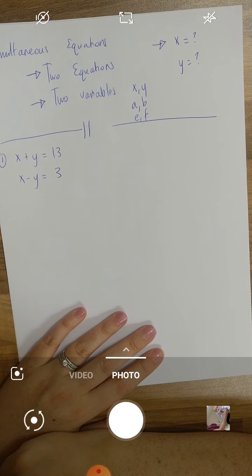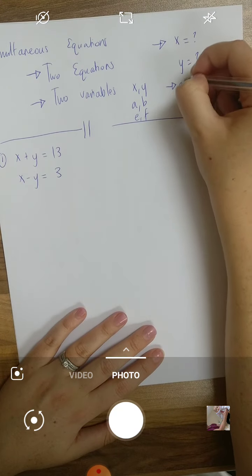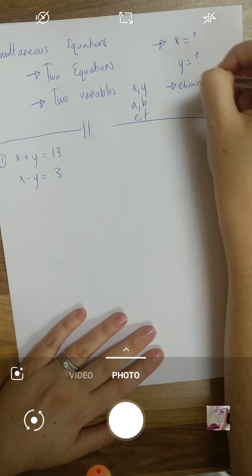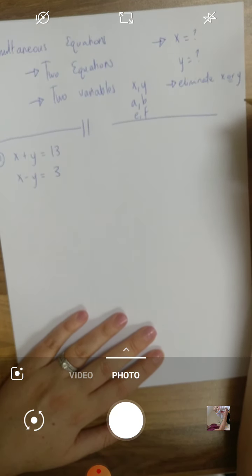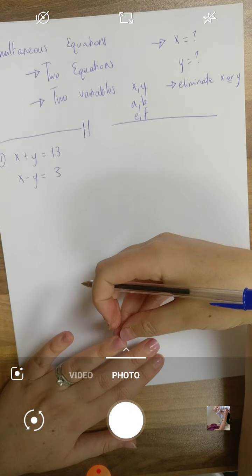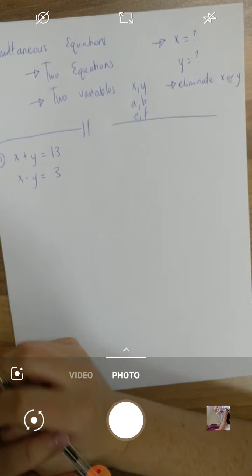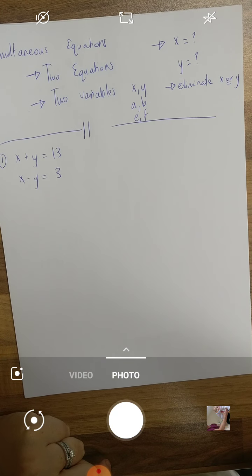Okay, in order to do this, you first need to eliminate either the x or the y to find the value of x or y, and then sub in the value you found to find the other variable. It sounds much more complicated than it is when I show you the example.